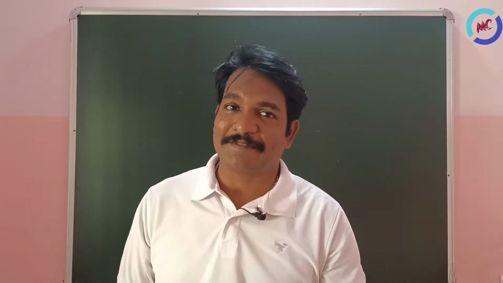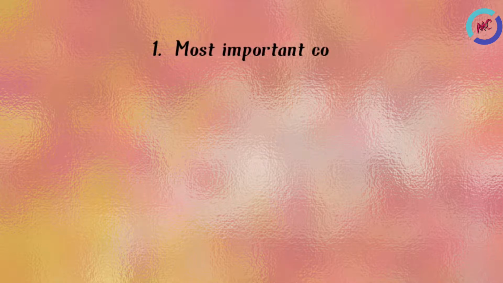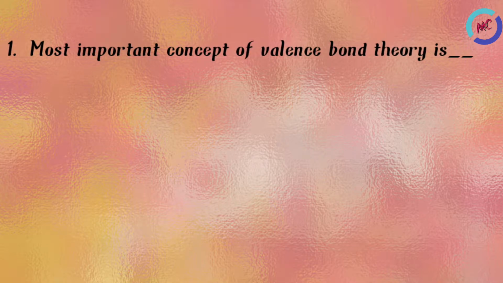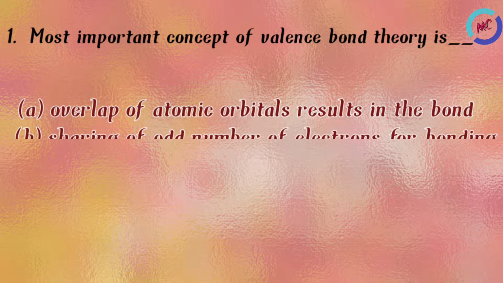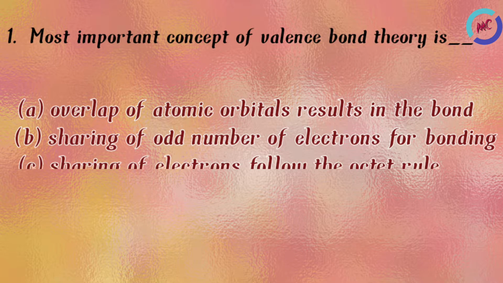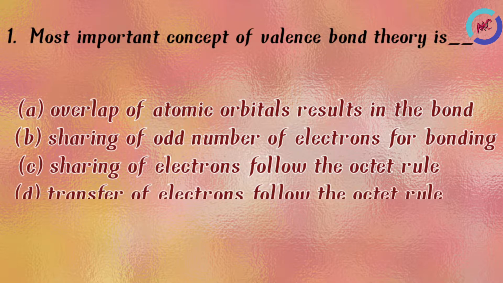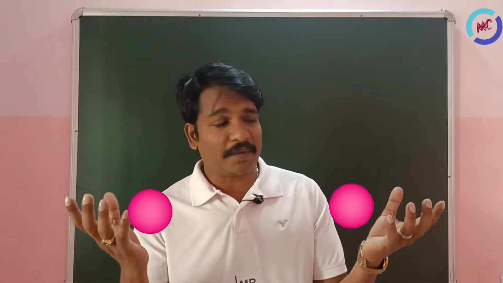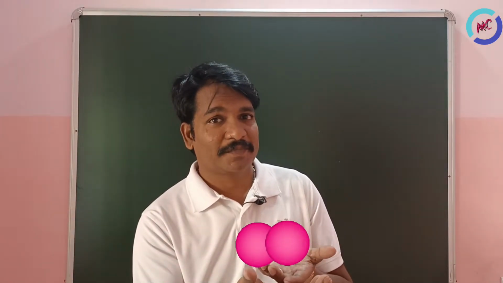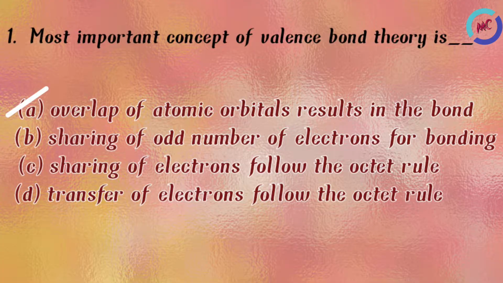Let us start the first one. The most important concept of valence bond theory is: option A, overlap of atomic orbitals results in the bond. Option B, sharing of odd number of electrons for bonding. Option C, sharing of electrons follows the octet rule. Option D, transfer of electrons follows the octet rule. Valence bond theory explains the overlapping of two orbitals. Option A is the correct one.